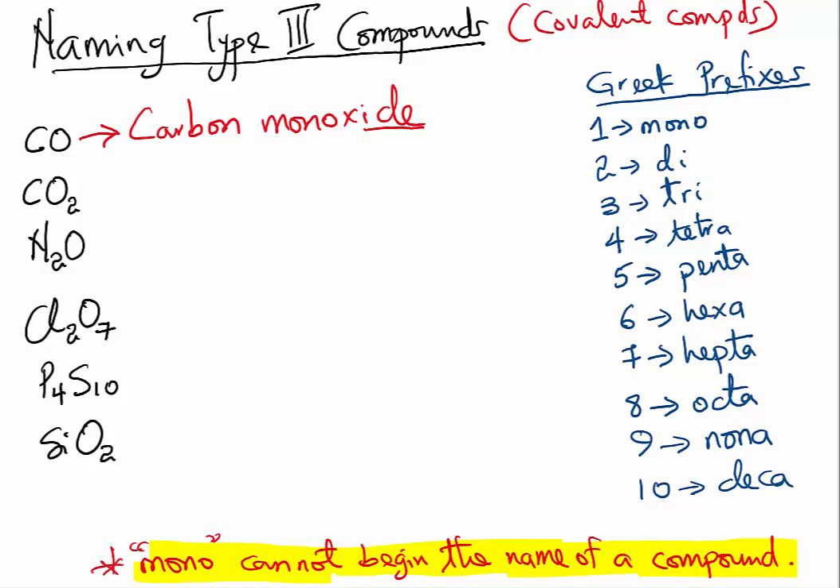Let us take a look at the second compound here. CO2. It has only 1 carbon, so normally it should be monocarbon, but remember, mono cannot begin the name of a compound. So it will simply be carbon, and we have 2 oxygen, and 2 means di, so it should be dioxide.